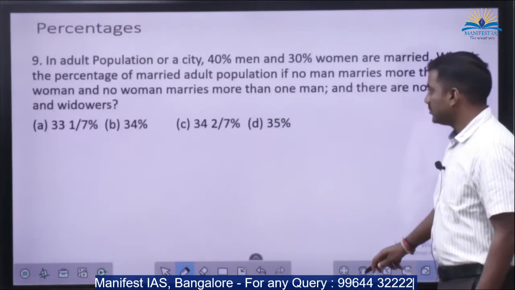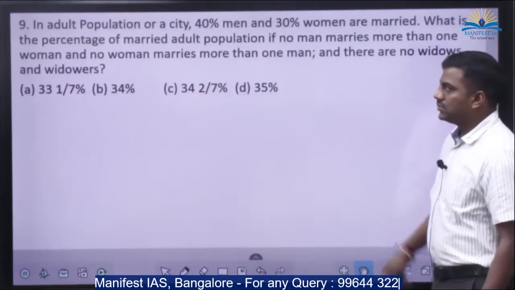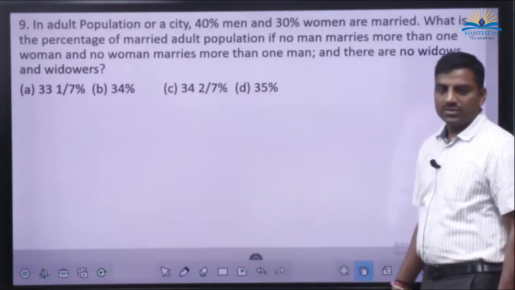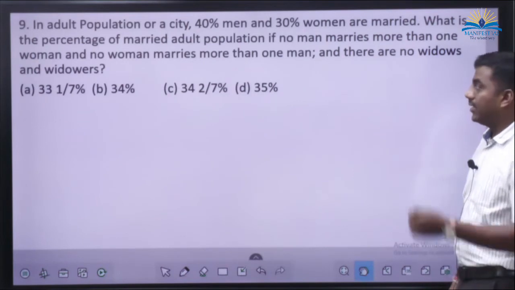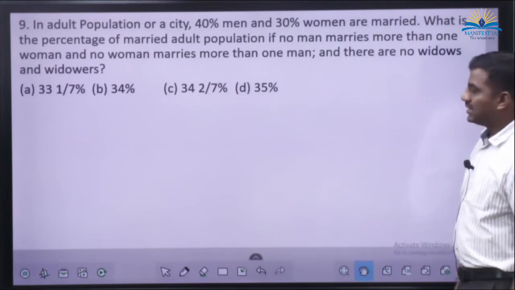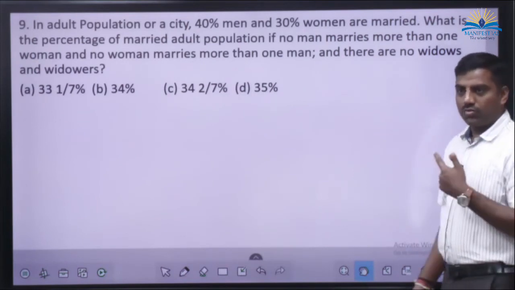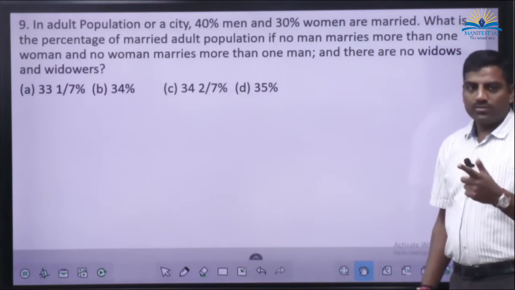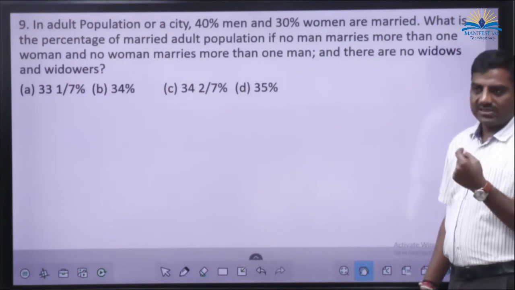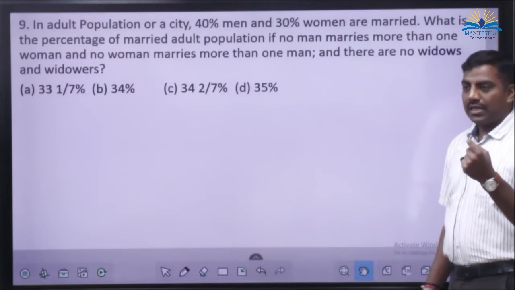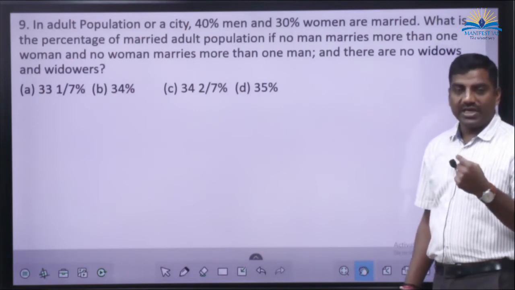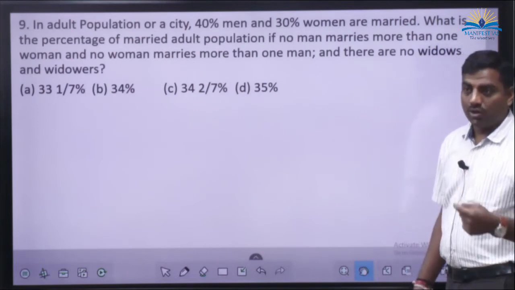Next. This is a puzzle problem. Let us not take it now. I will take it later. This is just like a puzzle. If you want to solve, you can solve. Spend some time on this. It is not a completely arithmetic question. It is like a puzzle also.